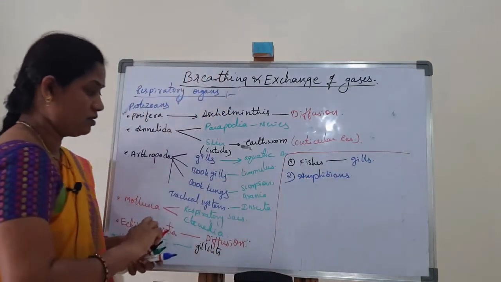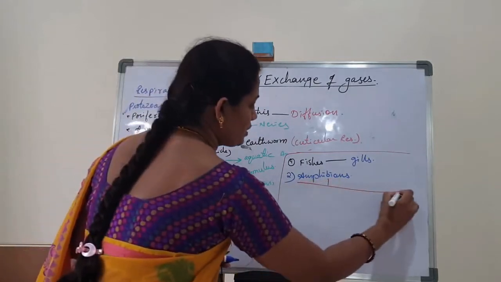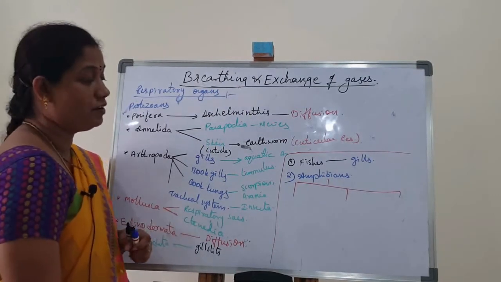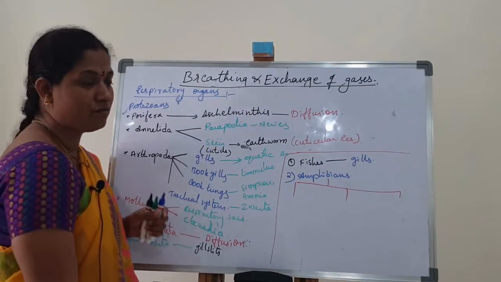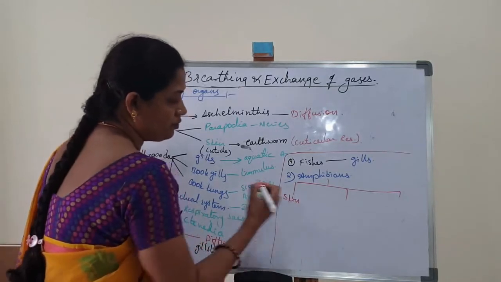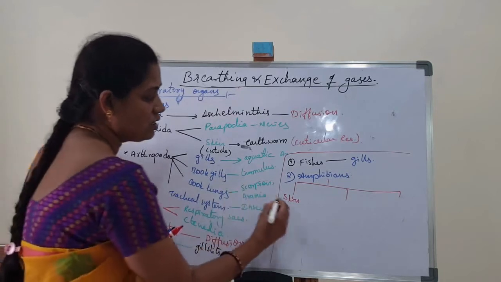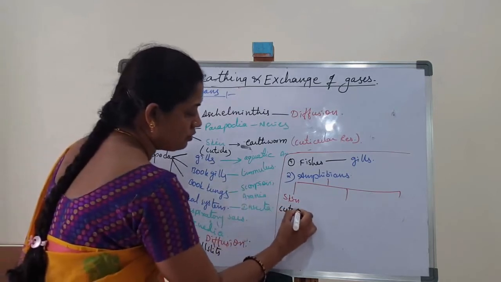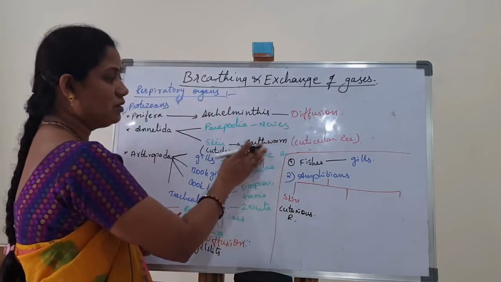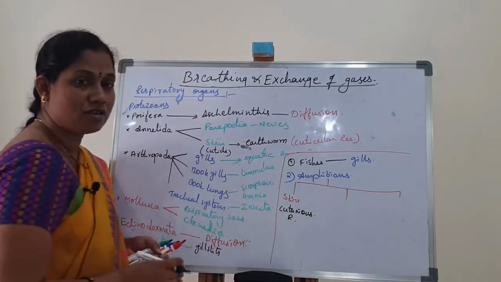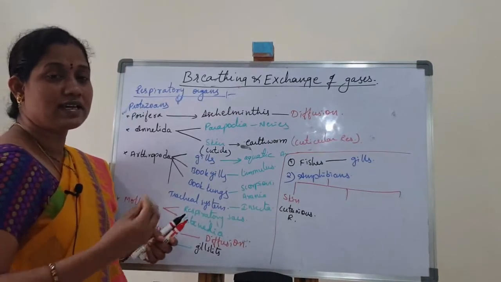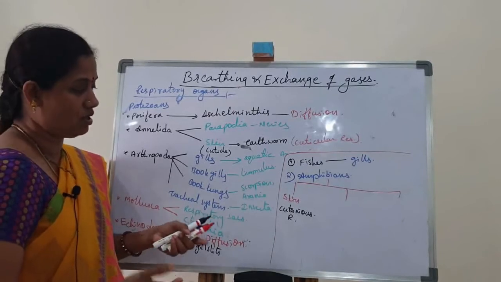Next, amphibians. In amphibians, three types of respiratory organs are present. For example, in the frog, three types of respiration take place. First of all, through the skin, that is called cutaneous respiration. Cutaneous respiration also takes place in the earthworm. In amphibians also, gas exchange takes place through the skin.